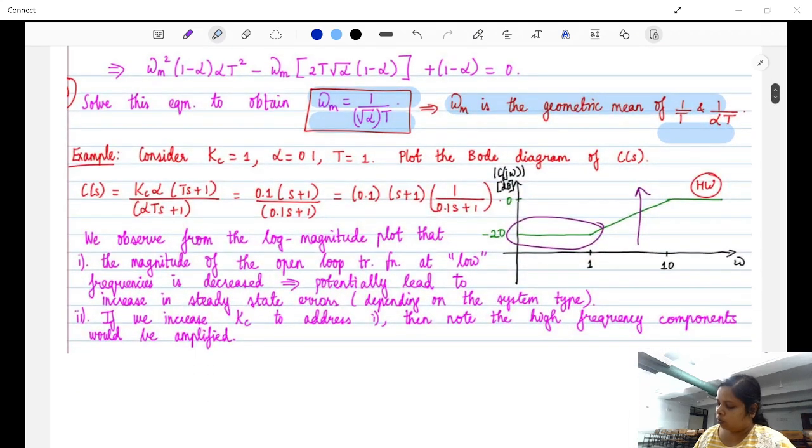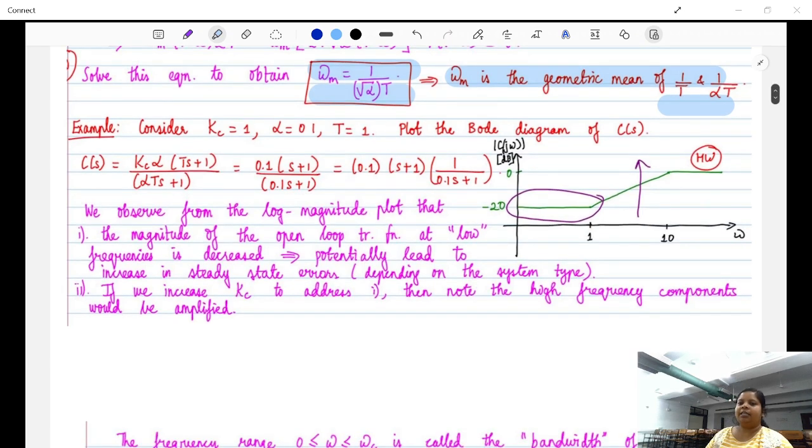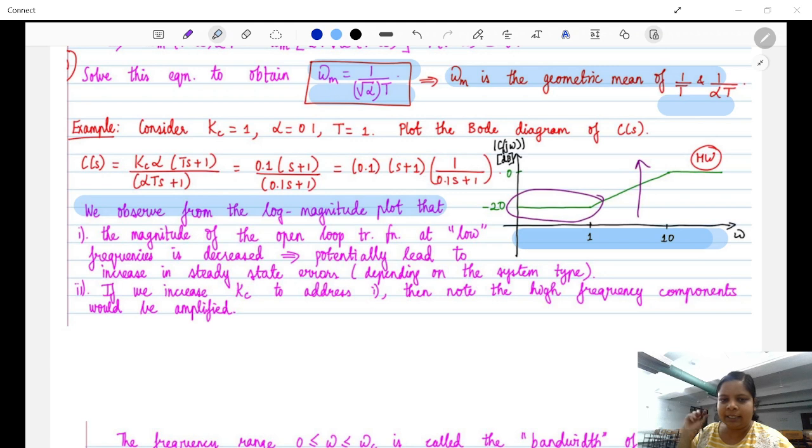Now, why do we even go for lead compensators? You arrive at a situation where you don't know whether you should go for a lead compensator or a lag compensator. You have to select one, and to select one you have to see what the requirement of your system is. So we observe from the log magnitude plot, this is the log magnitude plot for any lead compensator, the magnitude of the open loop transfer function at low frequencies. The low frequency region means this region, right? This region.